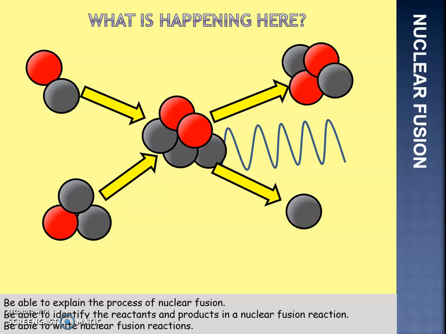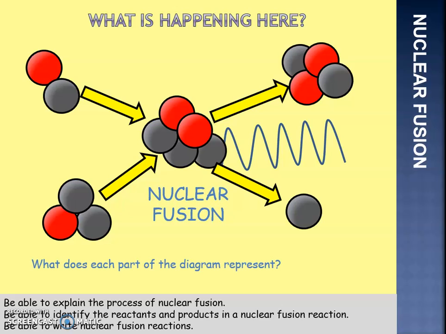What's happening here? We get nuclear fusion taking place here. But what does each part of the diagram represent? We've got protons, neutrons, and that wave is energy. So we've got 2 smaller nuclei which are fusing together to form a larger nucleus.